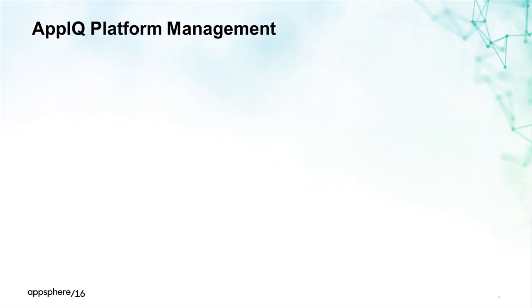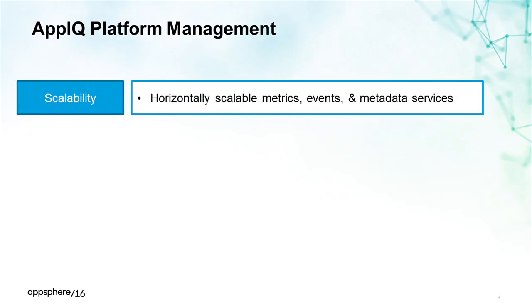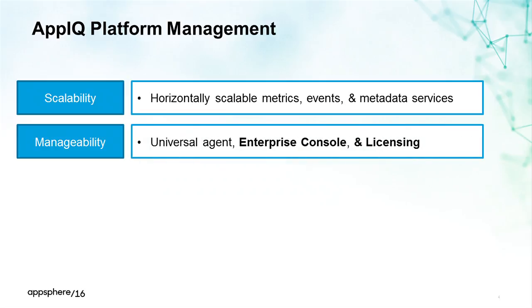So when we started reimagining the platform, we had 4 themes that we decided we have to deliver on. The first was scalability. We wanted a platform that was horizontally scalable, both in terms of the metric data and the event data, but even going beyond into the metadata itself. After we achieved scalability, we decided that we had to also make it easier for our customers to manage both the agent side as well as the backend and the platform side.